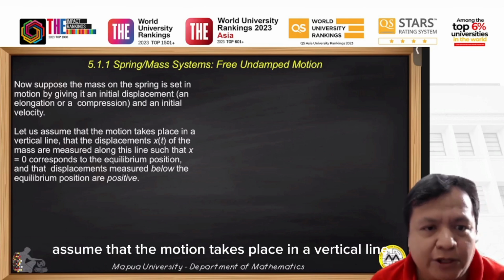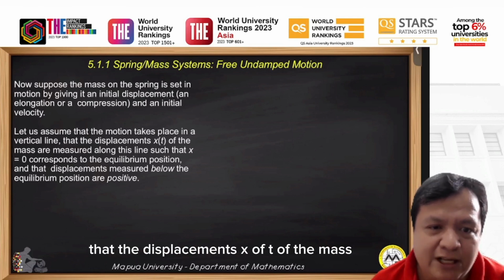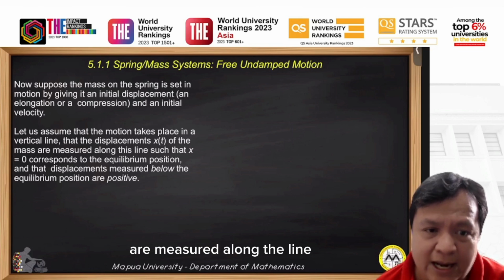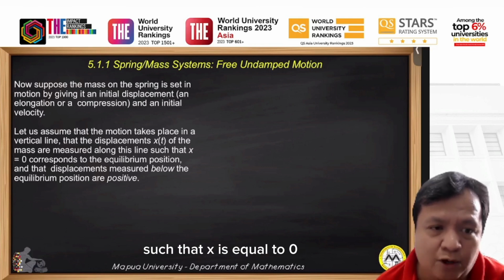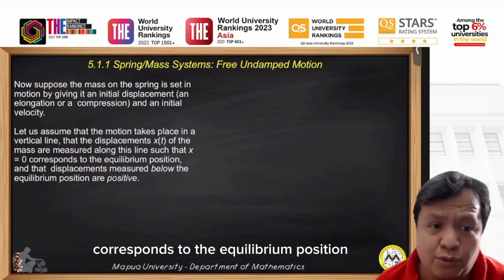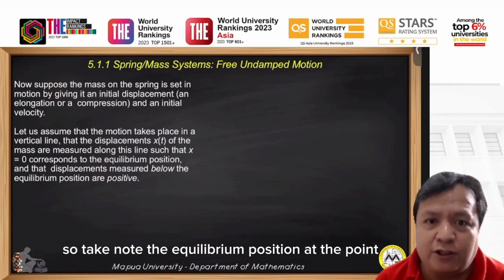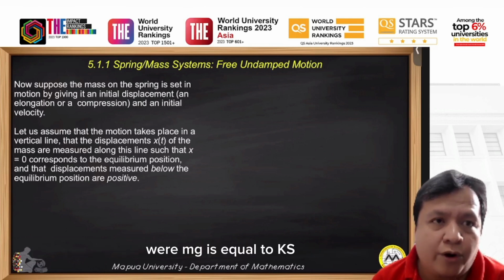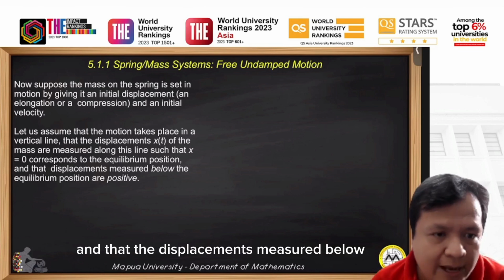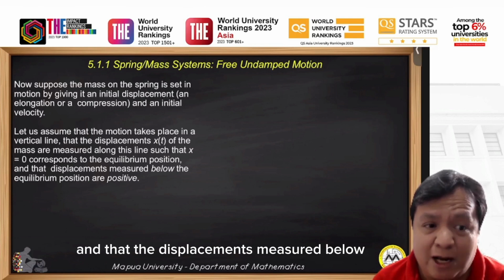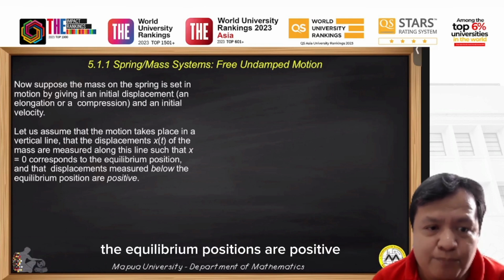Let us assume that the motion takes place in a vertical line, that the displacements x of t of the mass are measured along the line such that x equal to 0 corresponds to the equilibrium position. So take note, the equilibrium position is at the point where mg is equal to ks, and that the displacements measured below the equilibrium position are positive.